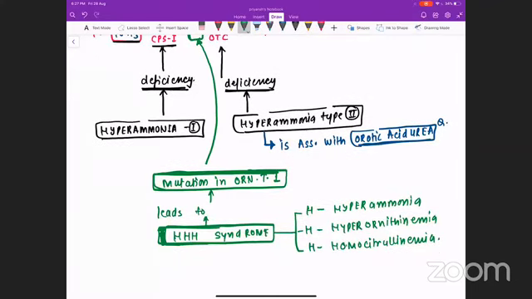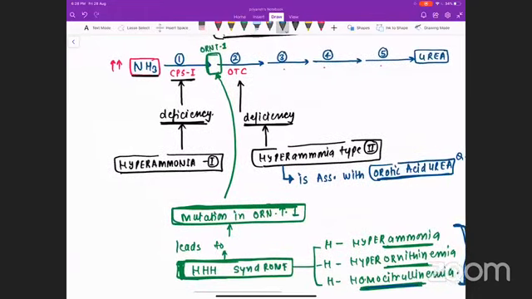The first H stands for hyperammonemia: there will be an increased amount of ammonia. In triple H syndrome, there is an increased amount of ornithine, and there will be an increased amount of homocitrulline. I'm not going into detail about how these three are derived, because there is no need to go into that much detail, even in the PG exam. You just have to keep in mind that triple H syndrome stands for hyperammonemia, hyperornithinemia, and homocitrullinemia.